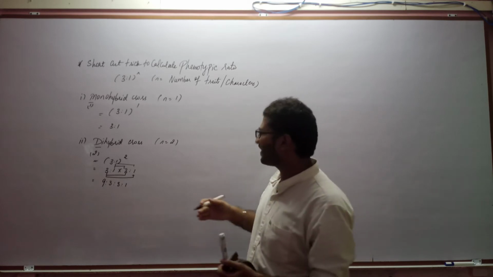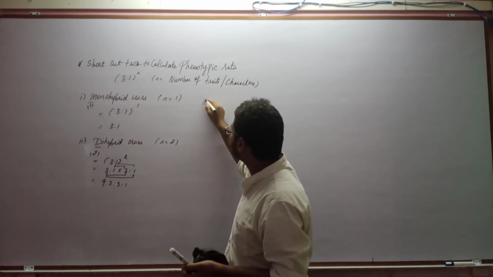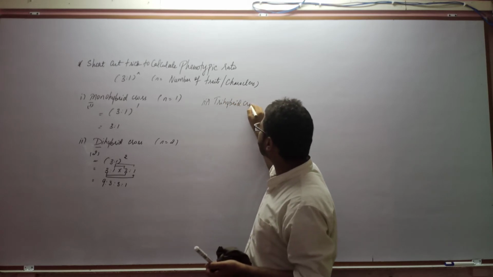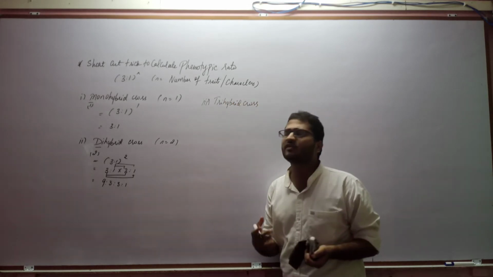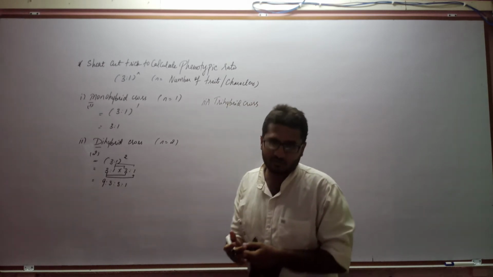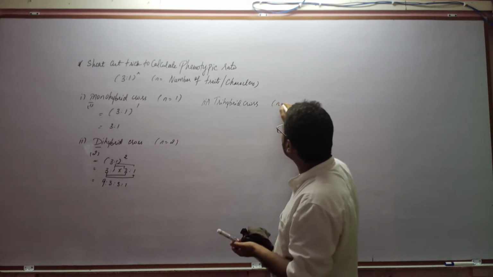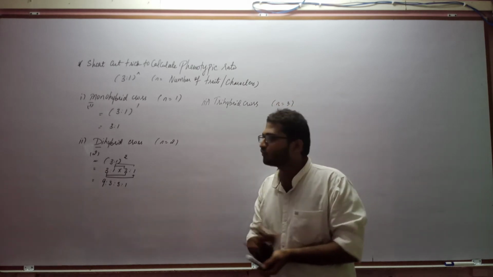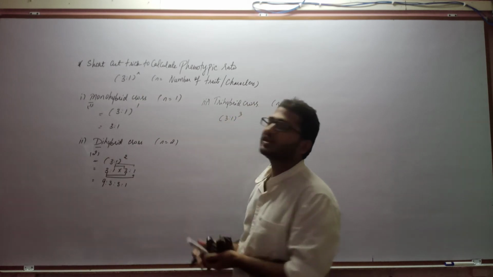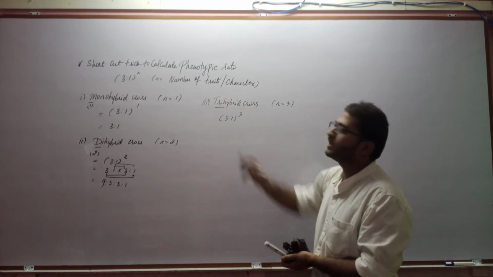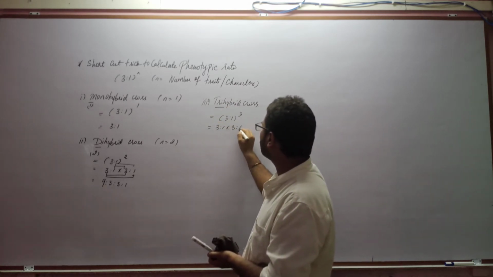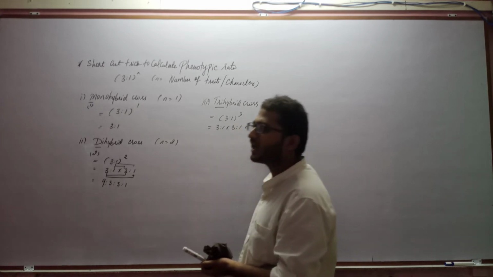Now let us discuss the trihybrid cross experiment. Tri means an experiment in which 3 traits or 3 characters are involved. So what would be the n? N is equal to 3. Let's place this n in the equation: 3:1 raised to 3, because n is 3 for the trihybrid cross experiment. That means 3:1 multiplied by 3:1 multiplied by 3:1, repeated 3 times.